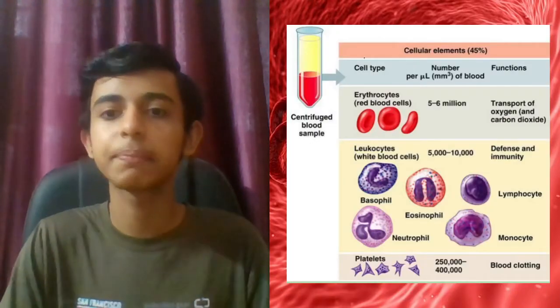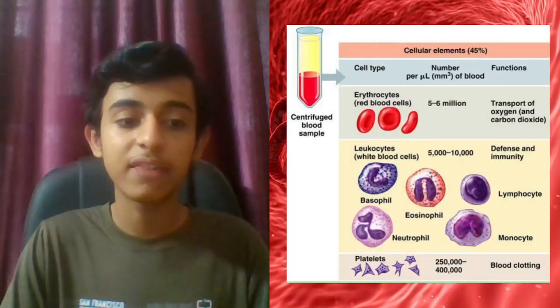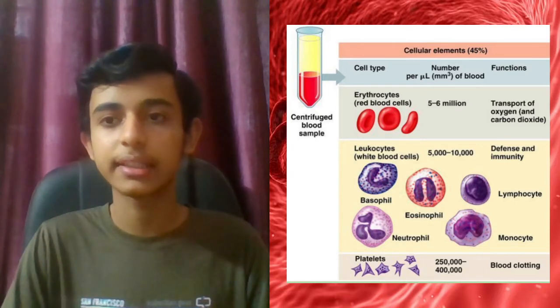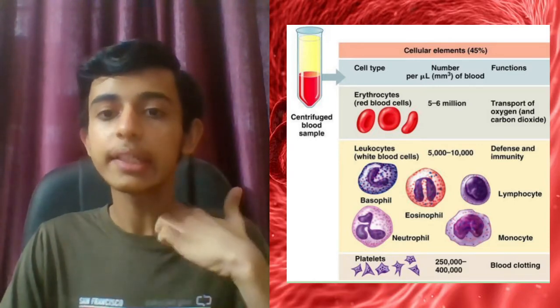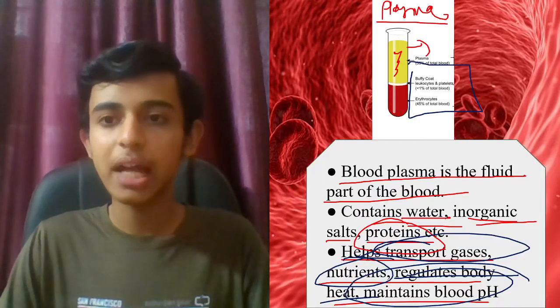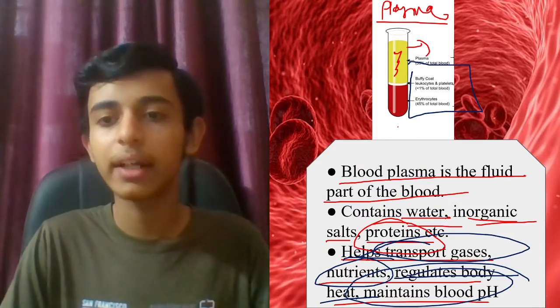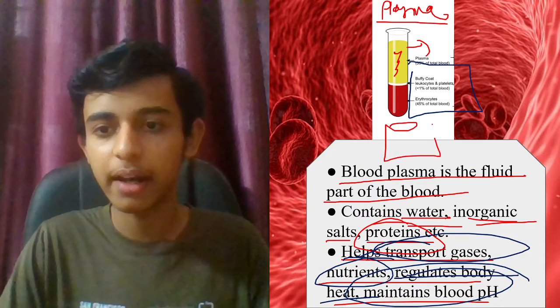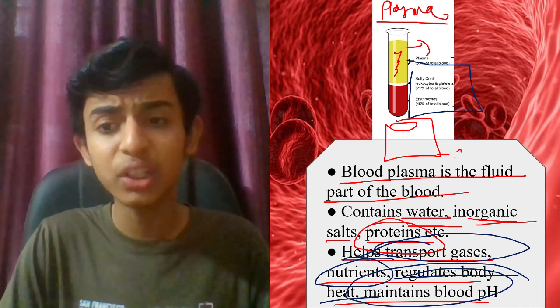What about other substances? Now, this slide is very important. I would request you to take a screenshot. Now we are moving on to the cellular elements. Just imagine if in the laboratory we have this blood. You already know that blood is a colloid.